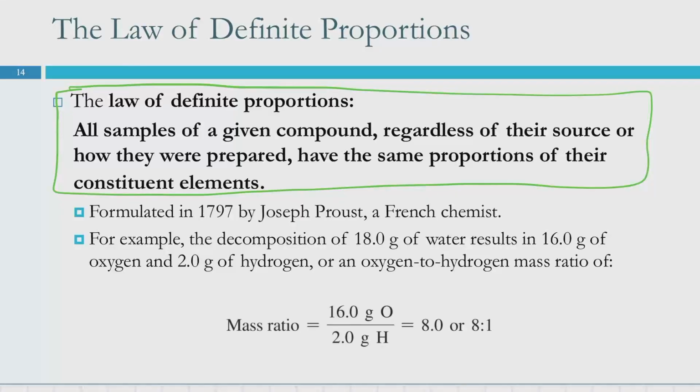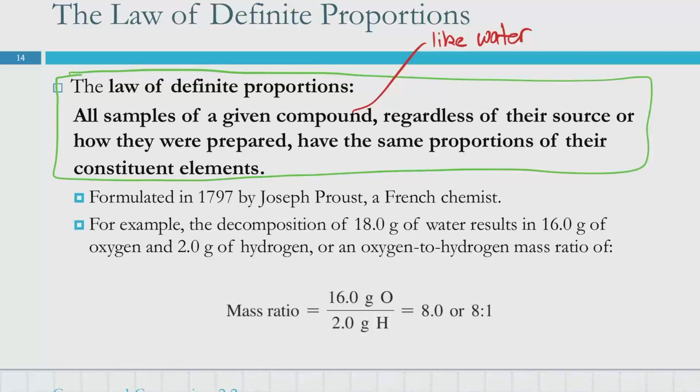So basically, like one example, if our given compound is water, because water is a compound. So any sample of water from anywhere in the world, no matter how it came about, should have the same proportions or same ratios of the elements that make it up. So the decomposition, if you can break down water with electricity or something, you take 18 grams of water, it'll result in 16 grams of oxygen and 2 grams of hydrogen.